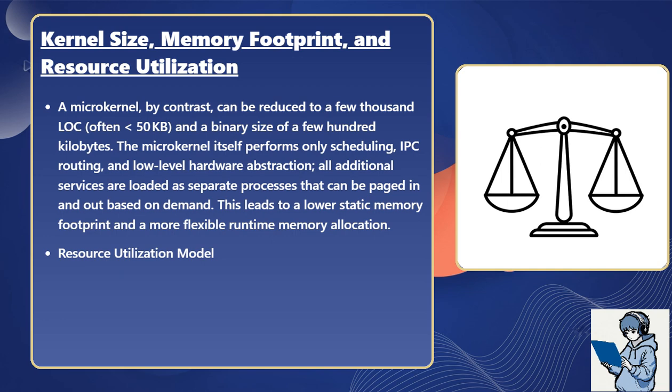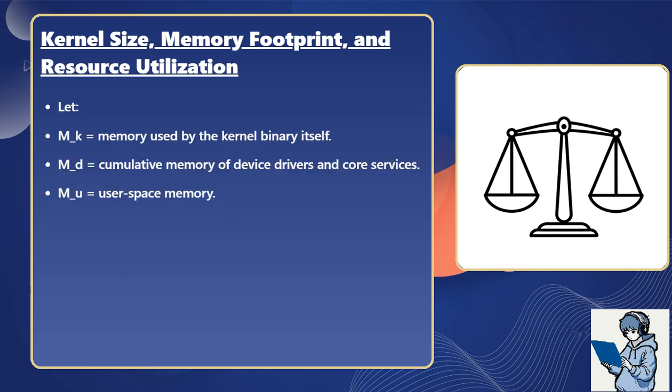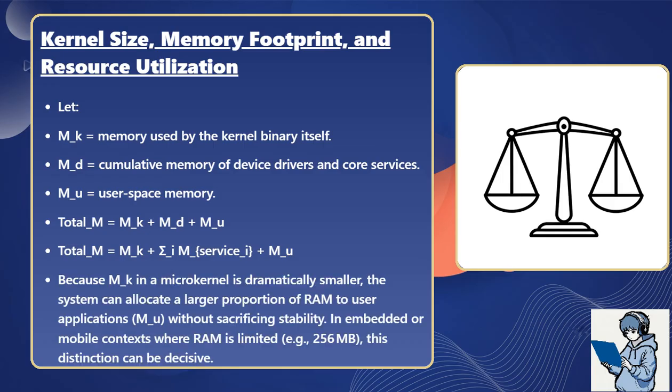Resource utilization model. Let M_k equal memory used by the kernel binary itself, M_d equal cumulative memory of device drivers and core services, and M_u equal user space memory. Total M equals M_k plus M_d plus M_u. Total M equals M_k plus Σ_i M_service_i plus M_u. Because M_k in a microkernel is dramatically smaller, the system can allocate a larger proportion of RAM to user applications, M_u, without sacrificing stability. In embedded or mobile contexts where RAM is limited, for example 256 megabytes, this distinction can be decisive.